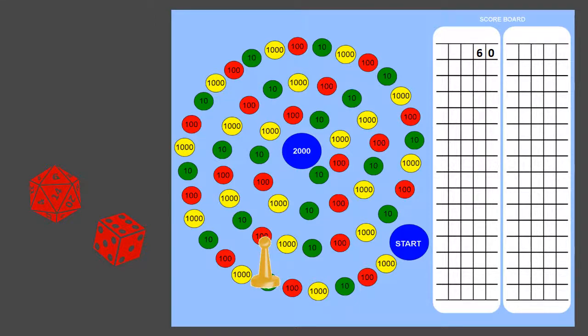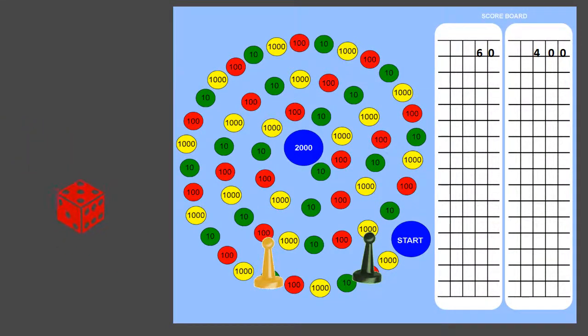Then that's going to be the next player's turn, and let's say they got 4 times 100 and had 40. It's now back to my turn, and I roll the die again, and I have a 5. I move my 5, which gets me to 100, and I roll a 20 now.